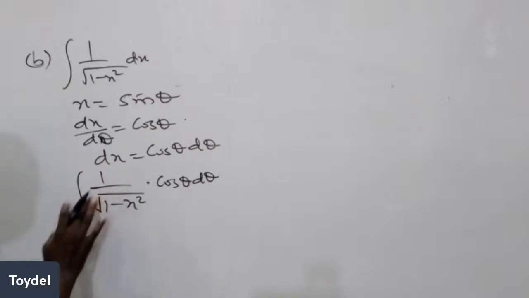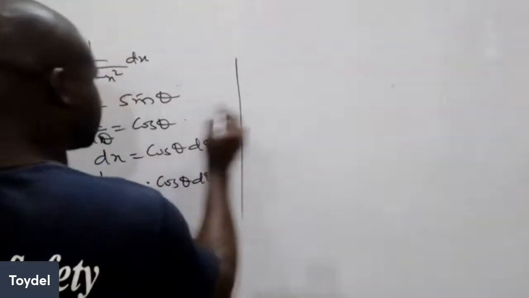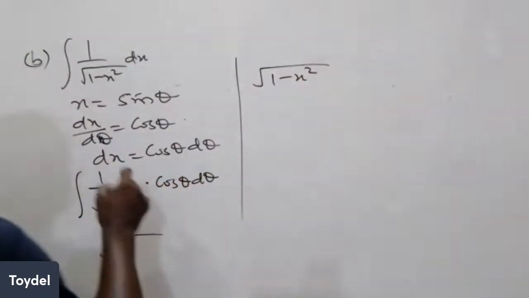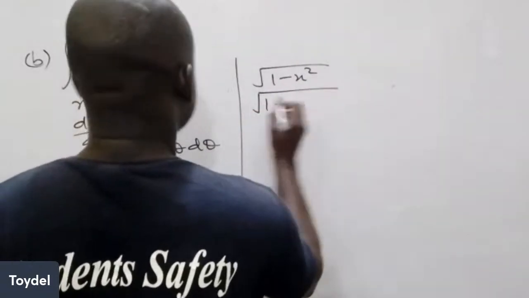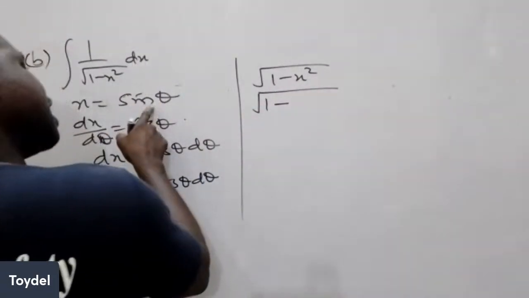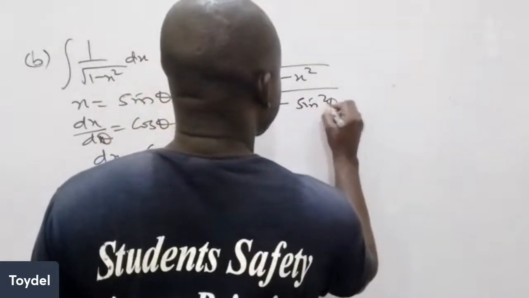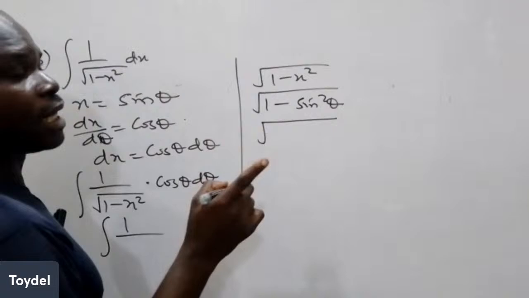So everything here, I will have the integral of 1 all over, from this question, square root of 1 minus x squared. We know the value of x to be sine theta. So I'm going to have square root of 1 minus, if x is sine theta, then x squared will be sine square theta. What is sine square theta? Sine square theta plus cos square theta is equal to 1, fundamental identity.